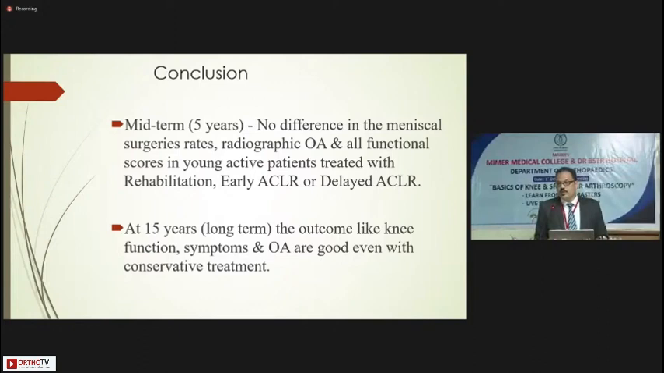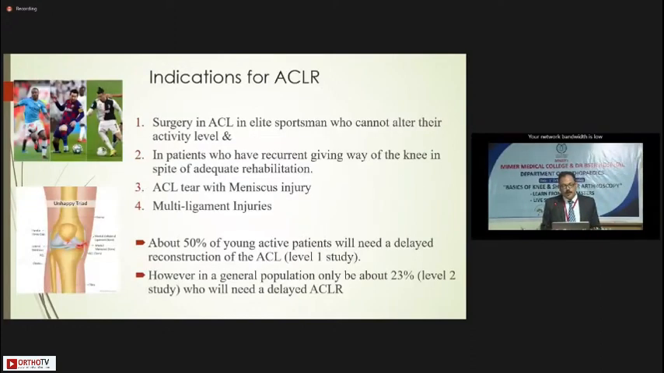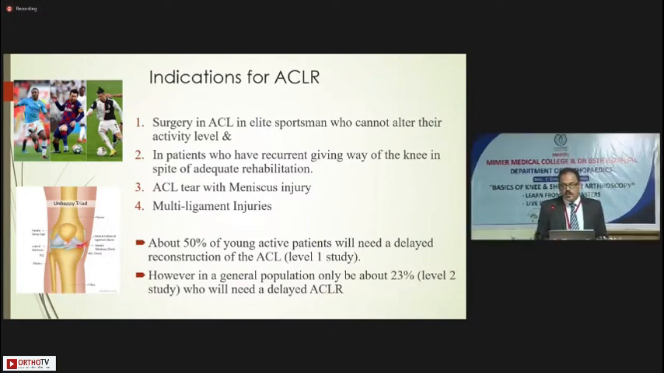At 15 years, even the outcome without surgery was good as compared between the surgical and non-surgical groups. Now, indications, what I usually do is surgery, of course, in all elite athletes who cannot alter their activity, in patients who have recurrent giving away sensation in spite of adequate rehabilitation, ACL tear with meniscal injury, multi-ligament injuries, and 50% of this is another paper to back it up, where 50% of the young active patients will need a delayed reconstruction, only 50% of active young people.